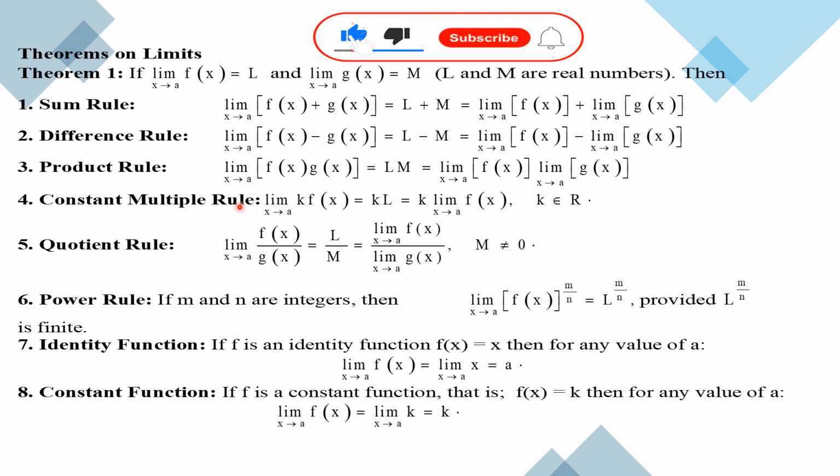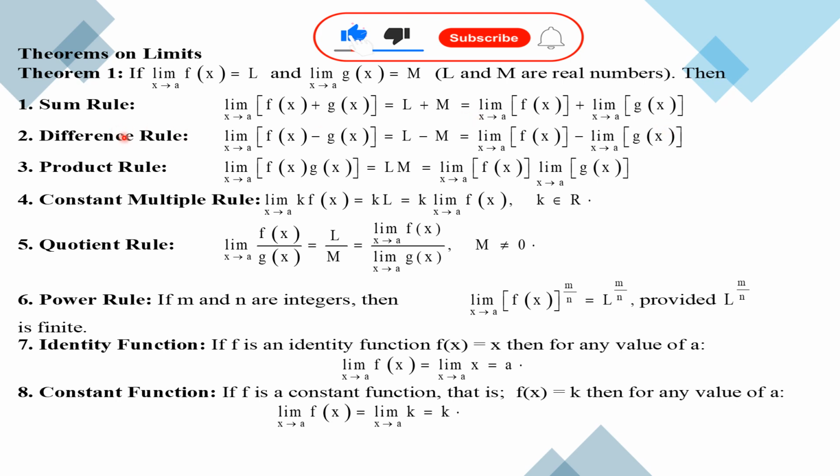Some basic theorems on limits. Theorem 1: if the limit as x tends to a of f(x) is equal to L, and the limit of g(x) is m, where L and m are real numbers, then this is the sum rule. The limit of f(x) + g(x), with f(x) having limit L and g(x) having limit m, is L + m. You can also write it separately by taking the limit of each function: the limit as x tends to a of f(x) plus the limit as x tends to a of g(x).